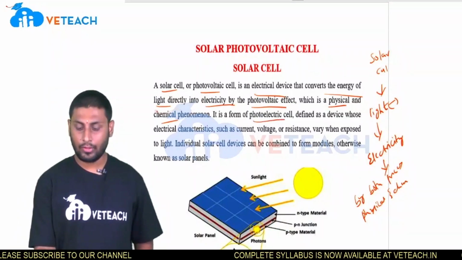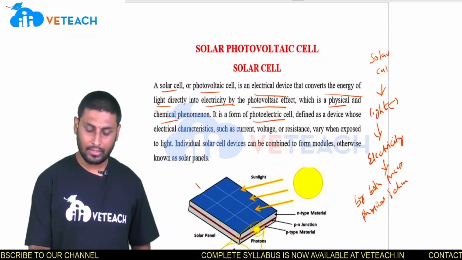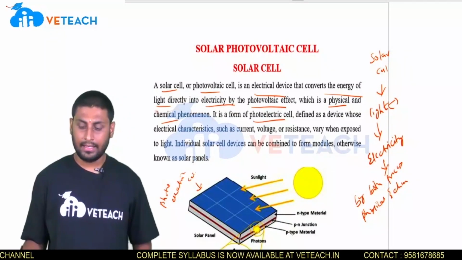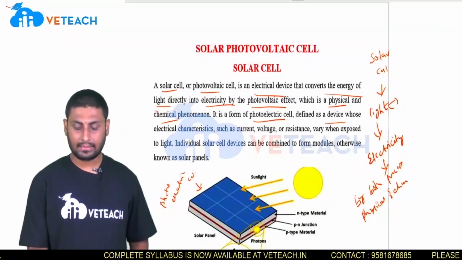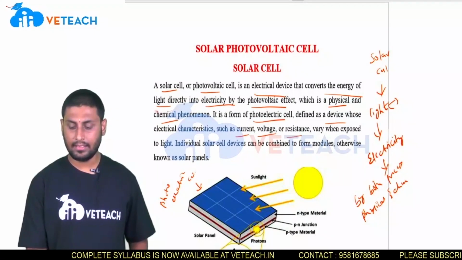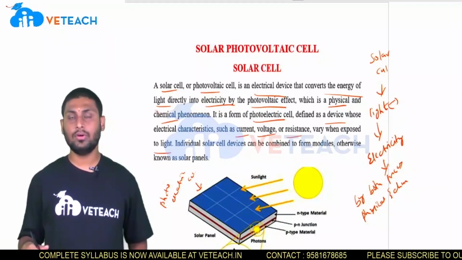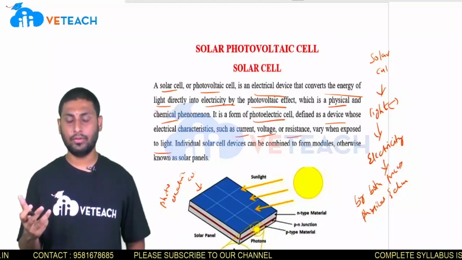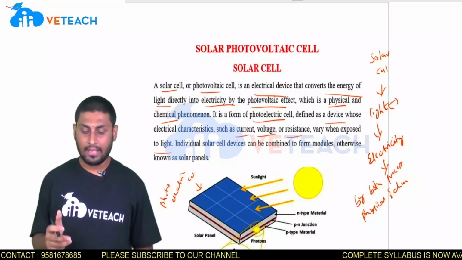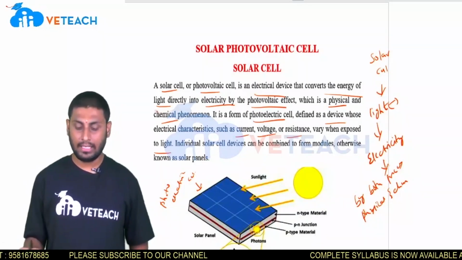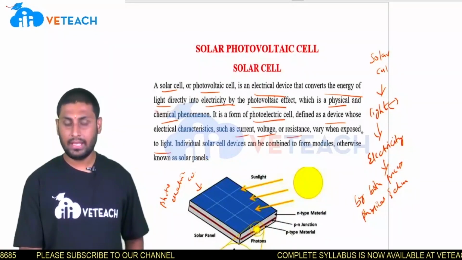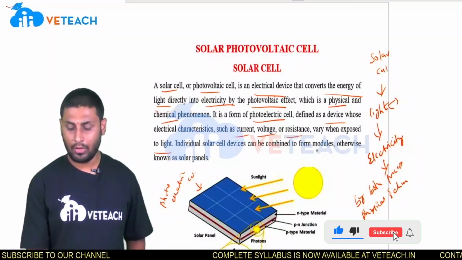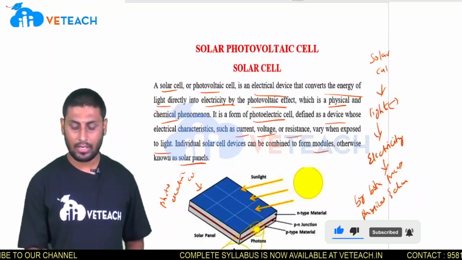So it is a form of photoelectric cell, defined as a device whose electrical characteristics, such as current, voltage and resistance, vary when exposed to light. So a solar cell is also known as a photovoltaic cell. Individual solar cells can be combined to form modules, otherwise known as solar panels.